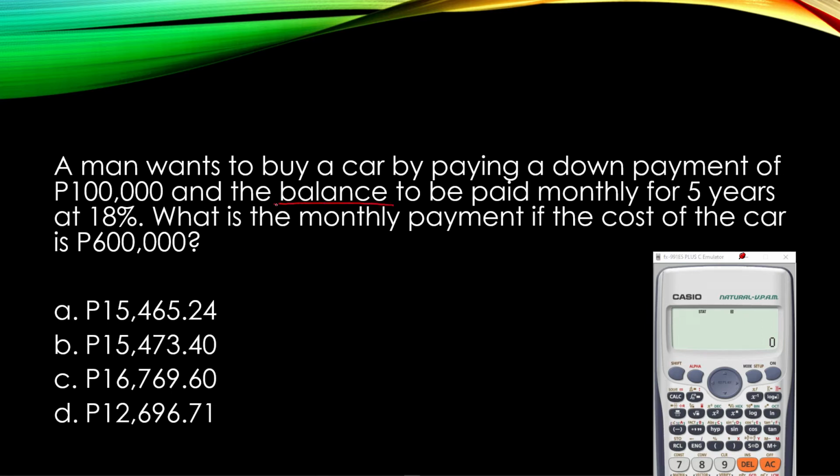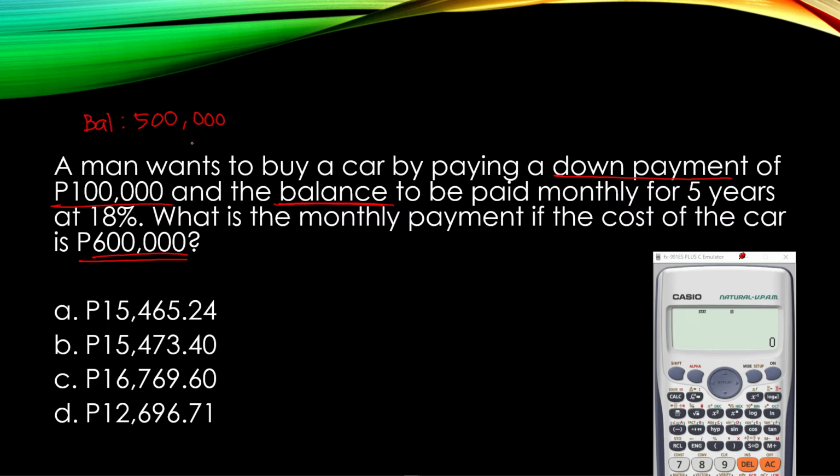Yung balance lang, yung ipipaid niya monthly for 5 years. Okay. So, ibig sabihin, yung 600,000 na cost ng car, since nag-down payment na siya, di ba, mayroong nilagay down payment na 100,000. So, ibig sabihin, yung balance niya is 500,000. So, lagay natin that the balance is 500,000. Yun ang gagawan natin ng annuity. Okay? Okay. So, next.